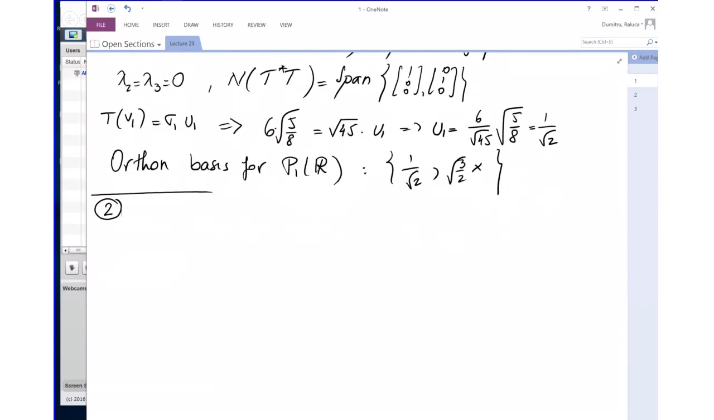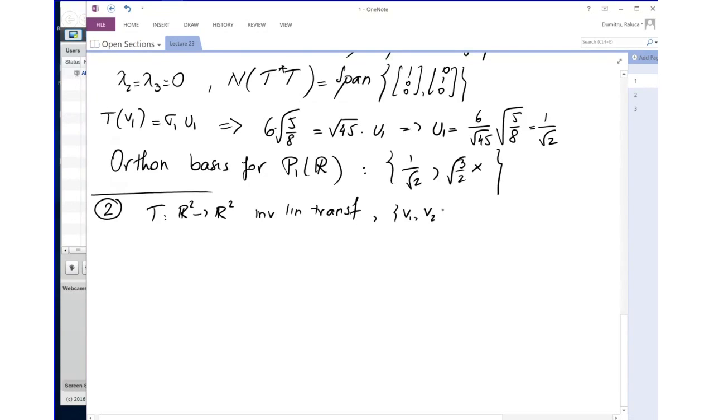So here is the idea. Let's say you have T from R2 to R2. I want it to be an invertible linear transformation. If it is invertible, then it's going to have rank 2. So it's going to have exactly 2 singular values. So I want them both to exist. So it's diagonalizable and so on.